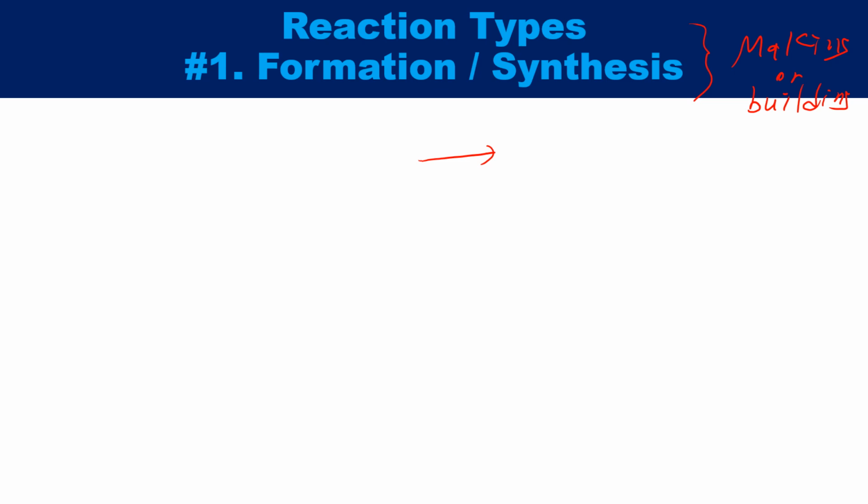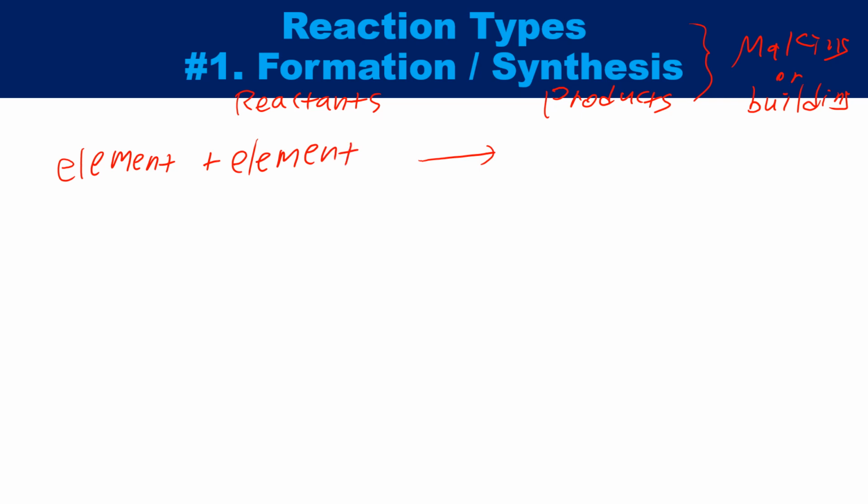The left side, we call it reactants. It's like the ingredients that you need for cooking. Then we have something called products. In formation or synthesis type, you have elements only. You are adding a bunch of elements. So imagine these elements are Lego pieces.